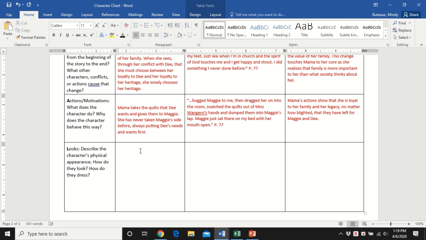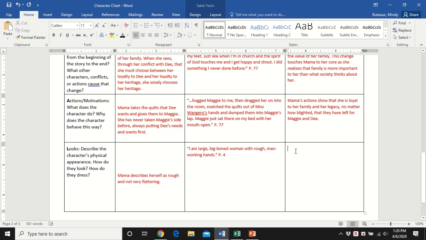And then the last thing, it says, describe the character's physical appearance. How do they look? How do they dress? So Mama definitely describes herself as rough and not very flattering. She kind of compares herself to a man a lot. And in paragraph 4, you have evidence of that. "I am a large, big-boned woman with rough man-working hands." I'm sure that that's what Dee sees when Dee looks at her, but I promise you that's not what Maggie sees.